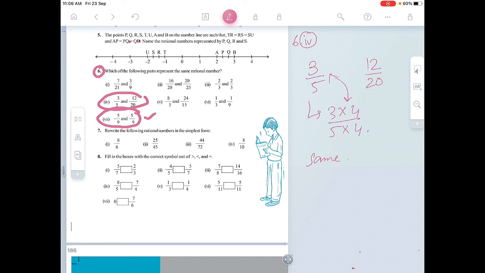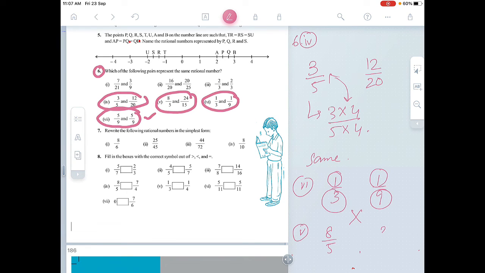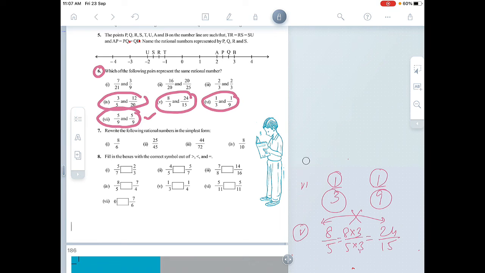Okay. Now let's check this one. 1 by 3 and 1 by 9. See, the numerators are same, but the denominators are different. So definitely they are not same. Okay. Let's check this one. 8 by 5 and 24 by 15. Here you can see 8 into 3 by 5 into 3, and here it is coming this. So these two are equivalent rational numbers, so these can also be called equal rational numbers. So the rest you will do yourself because these are very easy sums. Let's come to the next one.